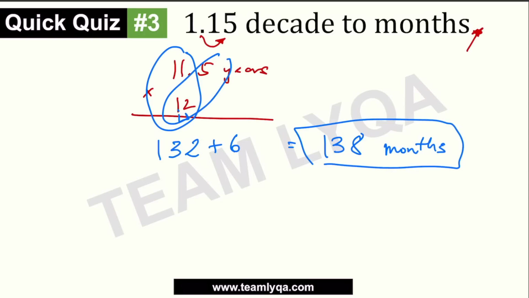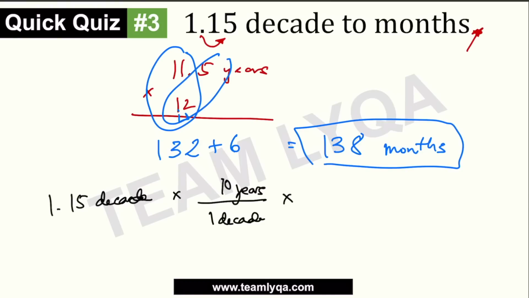Okay? Now, again, you can solve it the traditional way by setting it like this, no? So 1.15 decade, tapos multiply natin sa 1 decade is 10 years. Pwede yan. Tapos i-multiply mo pa uli sa 1 year, 12 months. But if you notice, it's basically the same nung ginawa natin. 1.15 times 10 times 12. So again, the answer will still be 138 months.